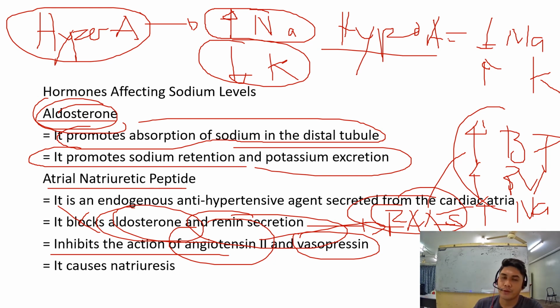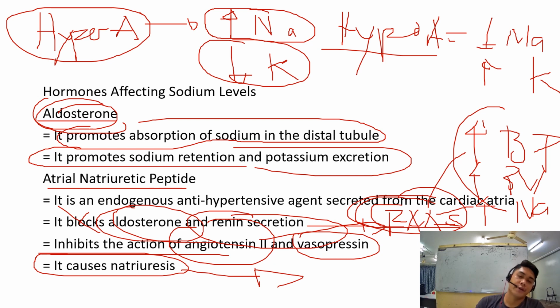So ANP blocks aldosterone. It inhibits the renin-angiotensin-aldosterone system, and it causes natriuresis, meaning excretion of sodium. That's the effect of atrial natriuretic peptide.